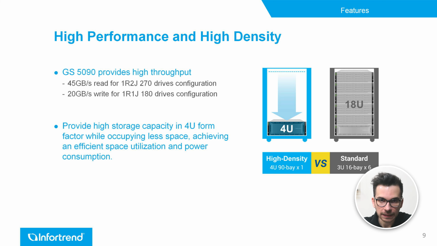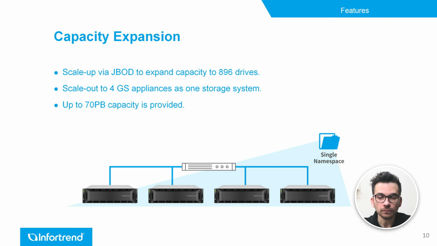However, our high-density range is not only about the performance. We'll also save a lot of space using it. What would usually be achieved by populating your whole rack with expansion enclosures instead can be installed in a 4U form factor. Besides the optimal space utilization, we will also have a more efficient power consumption.